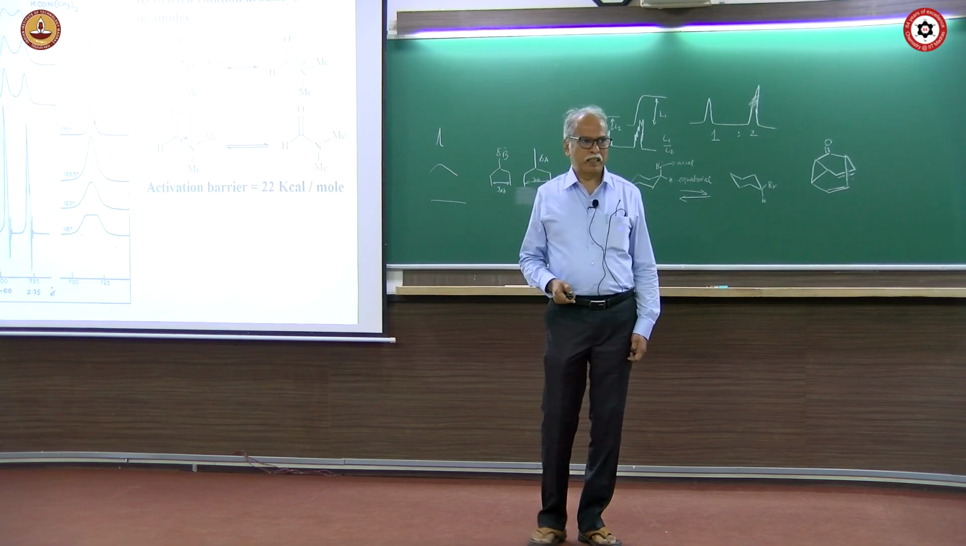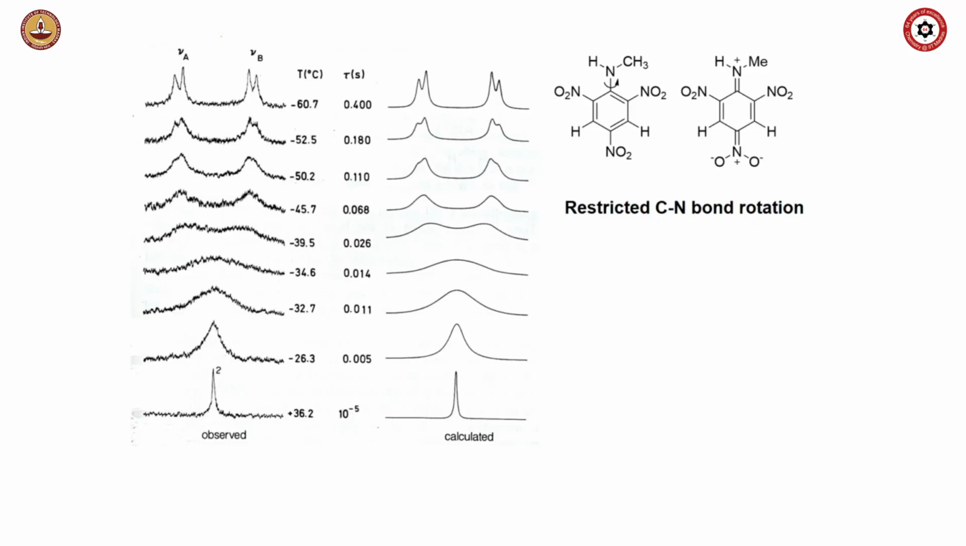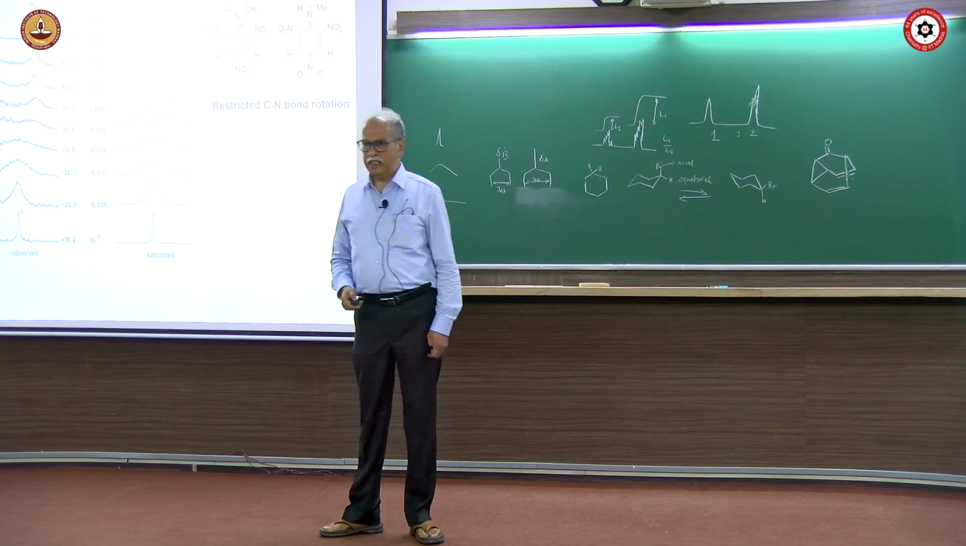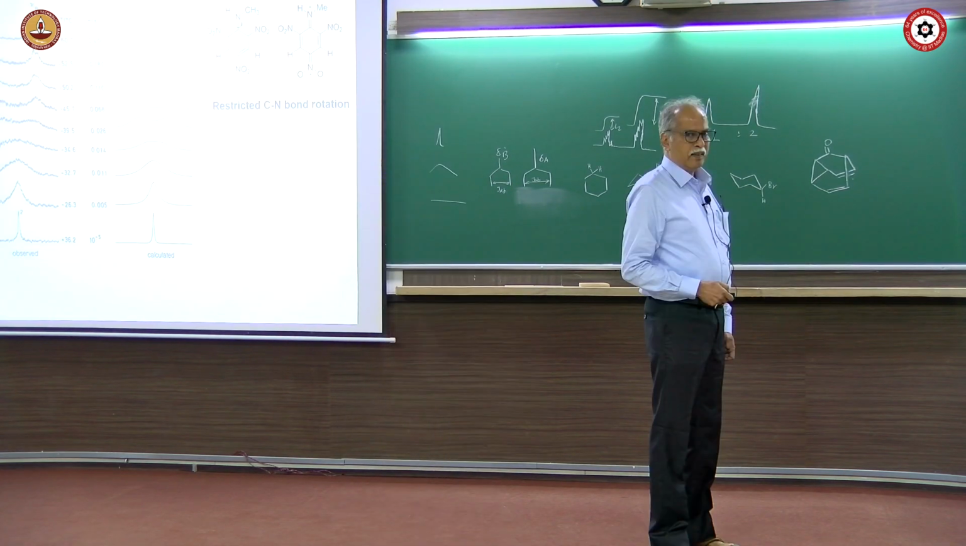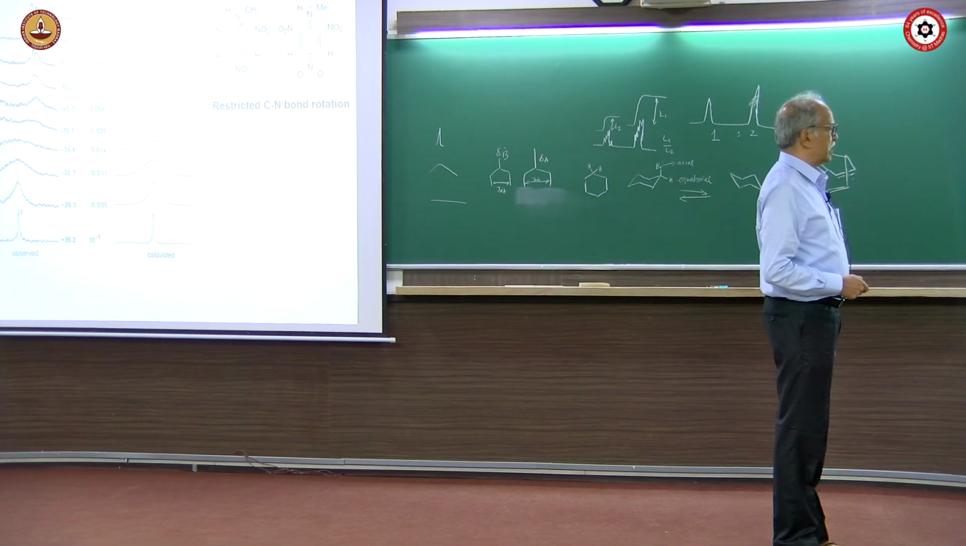Are you able to see it? This is a simple nitro compound, trinitro N-methylaniline. Again, CN bond rotation is what is seen here. Now you have to tell me why there is restricted bond rotation in this molecule. The nitro group is electron withdrawing. So what?